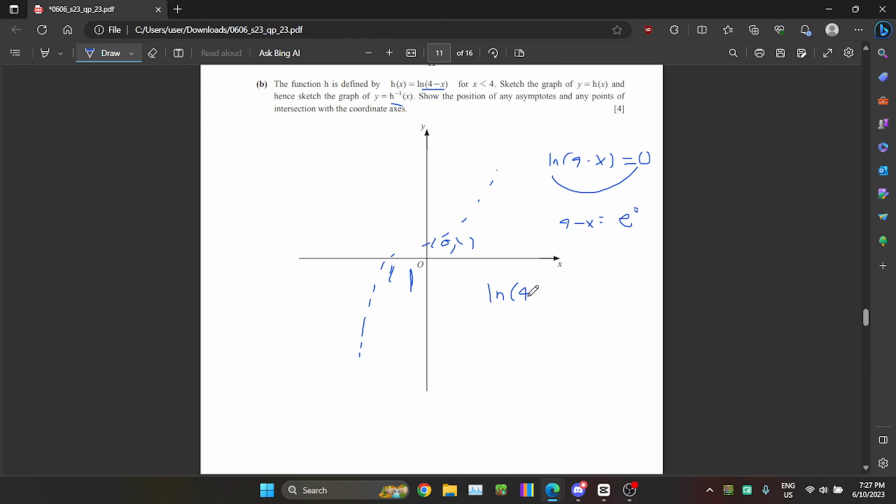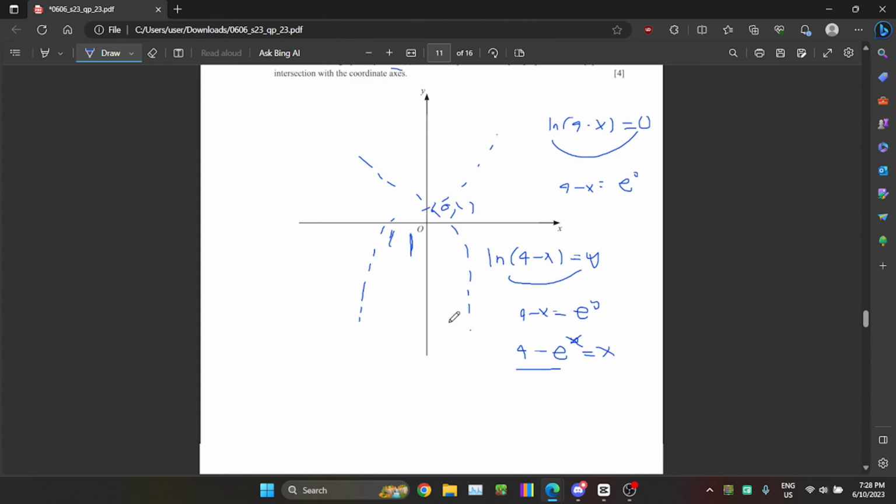Then to do the inverse, let's just find the inverse for you. ln(4 minus x) equals y, like this, alright? We want to isolate x, so let's bring ln over first. So 4 minus x equals e to the power of y. So if 4 minus x is this, that means 4 minus e to the power of y equals x. Yeah, this is the inverse. Just make this x. And then you just gotta put x values in, draw the one out like this, and then state the points here. It's so easy.